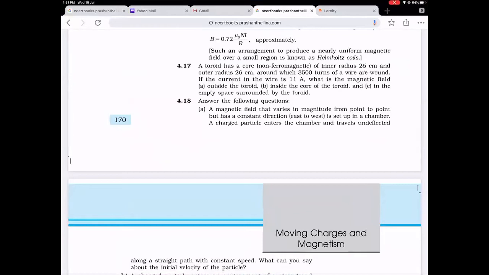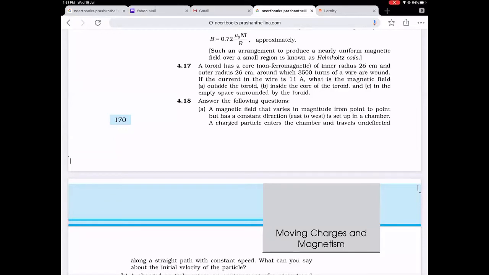Now the question is, what is the magnetic field outside the toroid? It is 0. Inside the core of the toroid, we found it out. In the empty space surrounding the toroid, even that is 0. So option A is 0. Option C is 0. Only for option B have we found out how much it is.